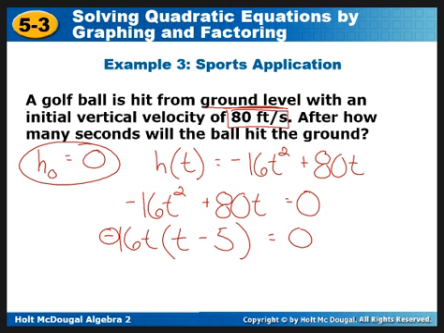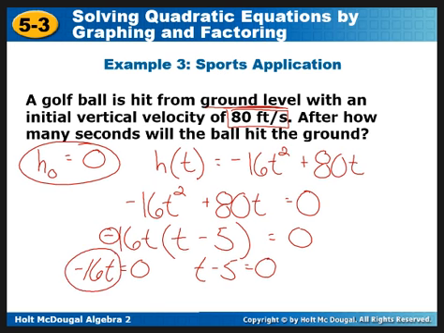Okay, so I took out a -16t, 16 goes into 80 5 times, so I get that -5 in there. Now again, just like before, I'm going to take both parts and set them equal to 0. So again over here, if it's just a number and the variable equal to 0, we know t has to be 0. And here if we add the 5, t is going to equal 5.